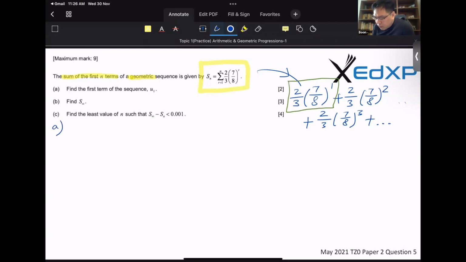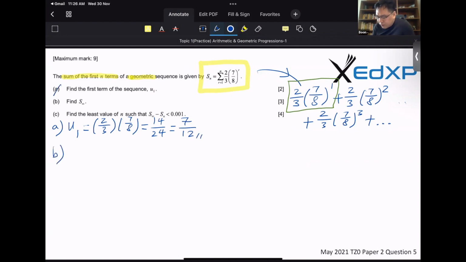Okay, so let's go into the question. For part a, find the first term of the sequence, u1. We can see over there that u1 is 2/3 times 7/8, which is 14/24. Okay, we can divide and simplify the answer. So it's 7/12. So that's the first term.